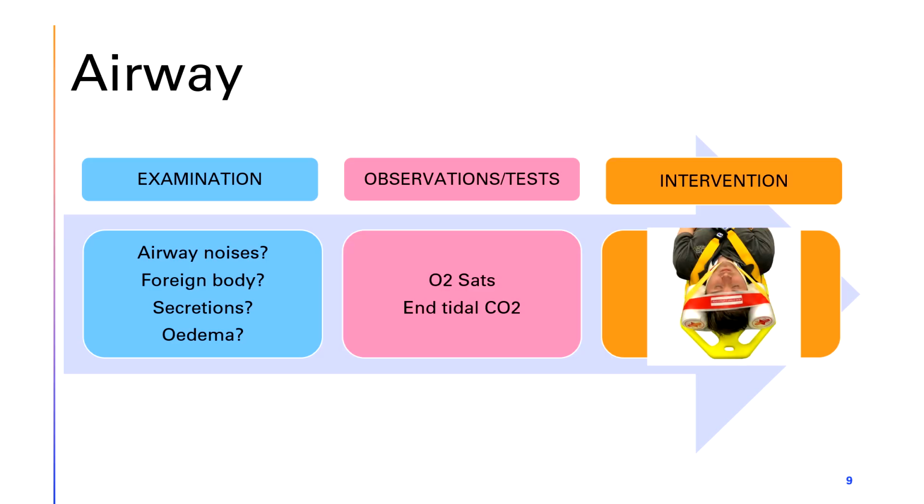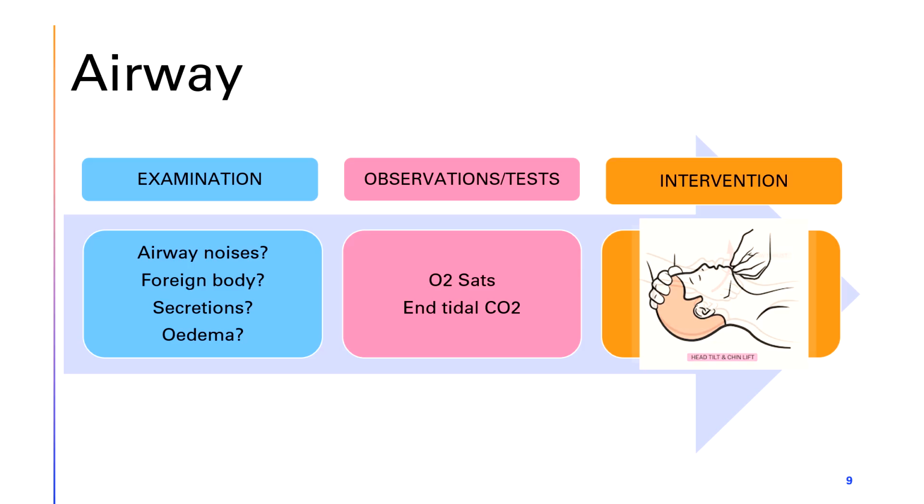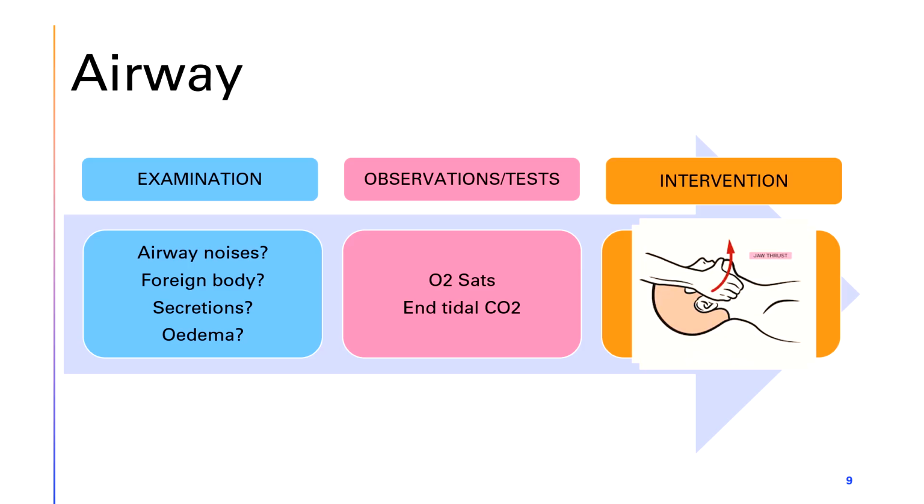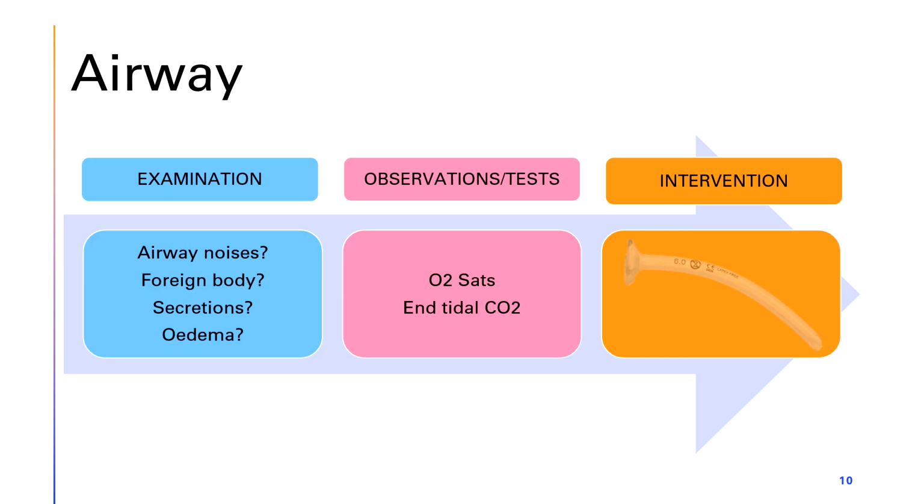Then on intervention, once we're happy that the C-spine is cleared, we can then think about some simple airway adjuncts, but firstly think about the manoeuvres like the head tilt chin lift or the jaw thrust. If these aren't sufficient, we may need to use our adjuncts, as we mentioned. So firstly, we might try a nasopharyngeal airway. This, remember, is contraindicated in patients with suspicion of a basal skull fracture.